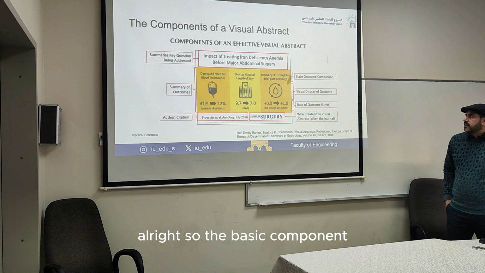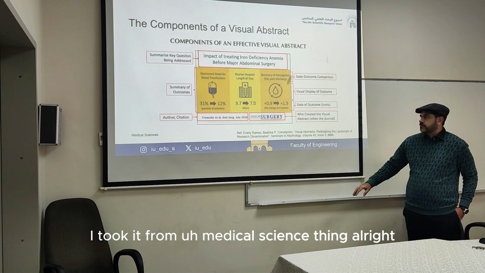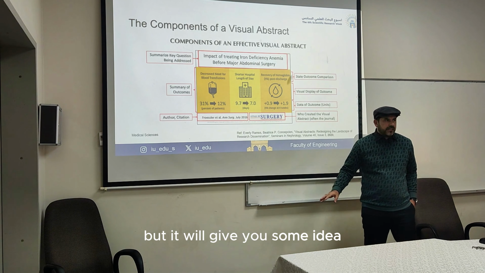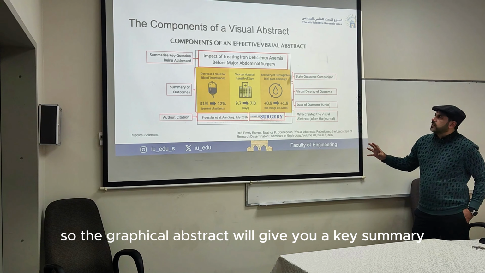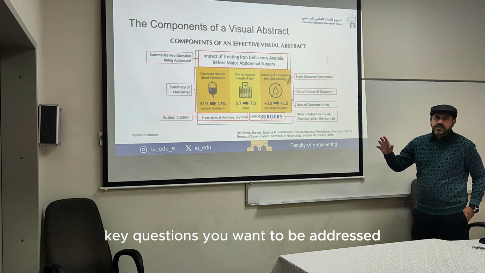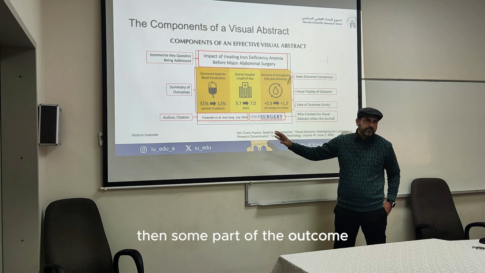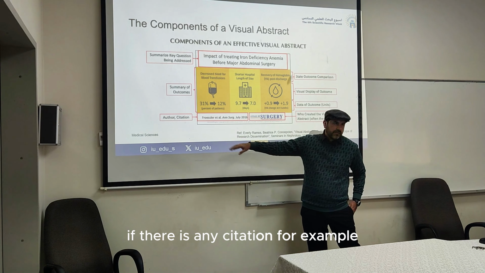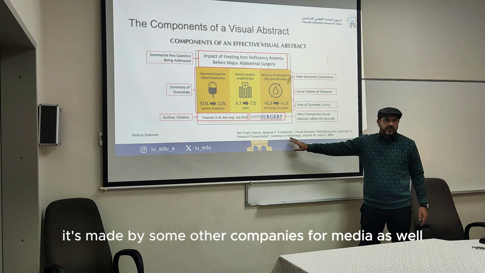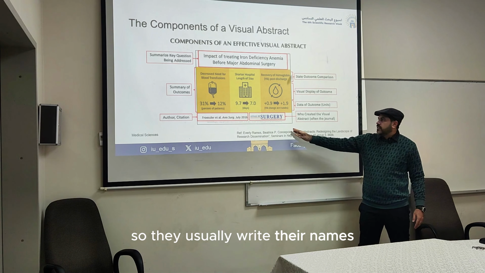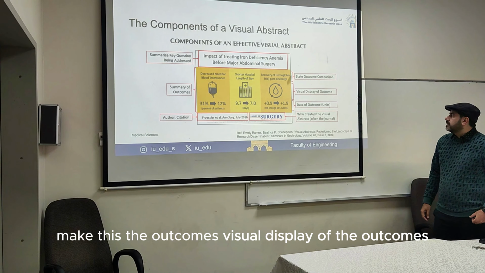All right, so the basic components. This I took from a medical science example, but it will give you some idea. We'll focus more on engineering shortly. The graphical abstract will give you a key summary, the key questions you want addressed, then some part of the outcome. If there is any citation, for example the paper itself, you can put the citation. Sometimes it's made by some other companies for media as well, so they usually write their names, like it's been offered by someone else.